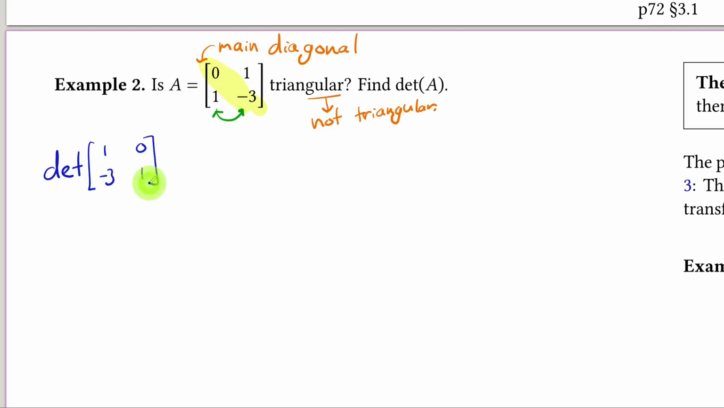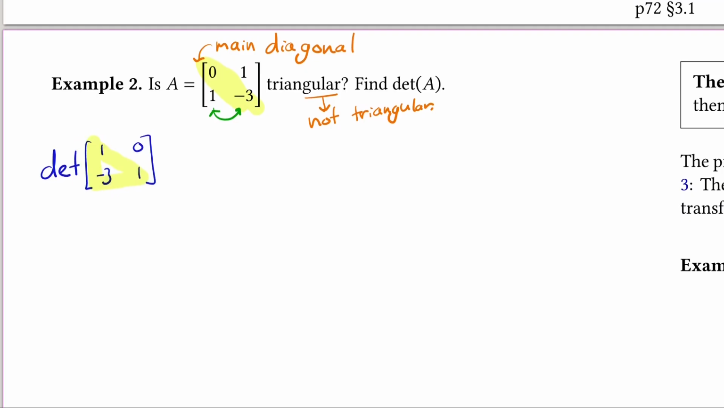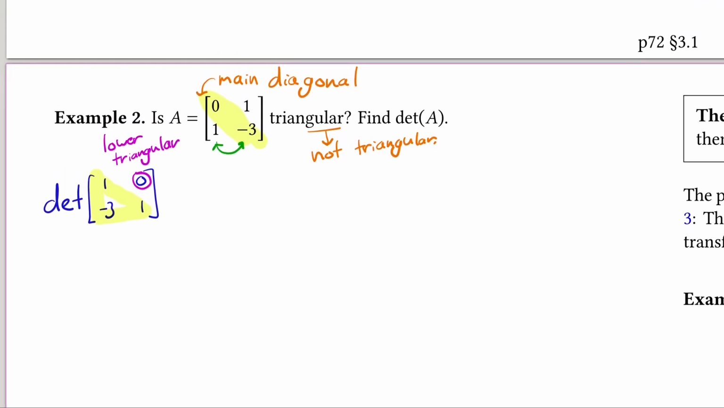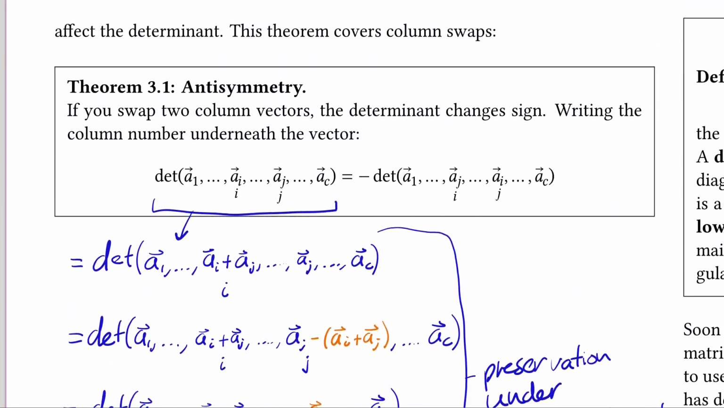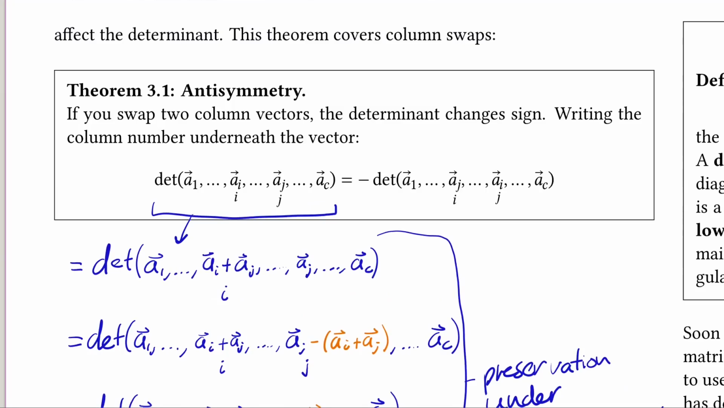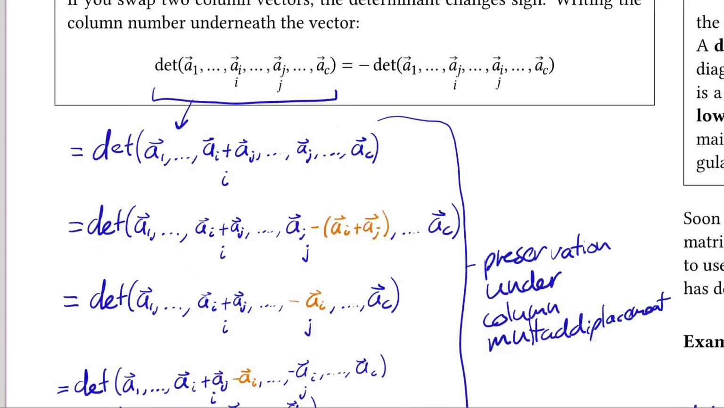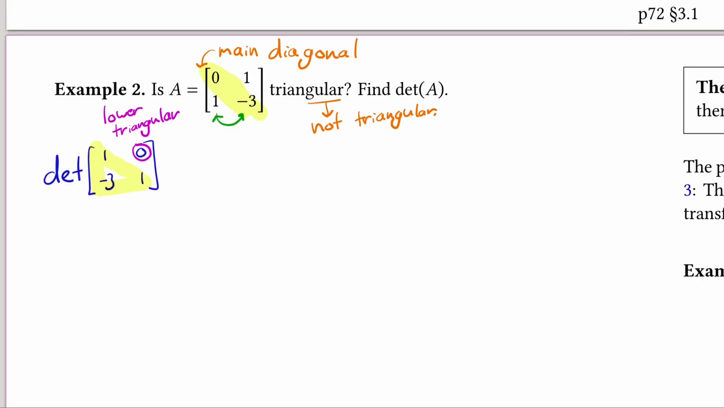Now, this is maybe not the same thing as the determinant of A because we swapped the two columns, but it is triangular. This is lower triangular because everything above the main diagonal is 0. Okay. Now, what is the relationship between the determinant of this thing and the determinant of A? Well, we can use the antisymmetry theorem here, which says that if you swap two columns, the determinant becomes the opposite sign.